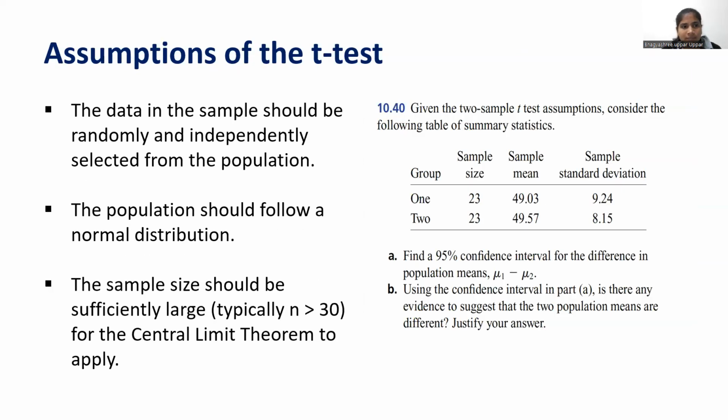Assumptions of the t-test. The data in the sample should be randomly and independently selected from the population. The population should follow a normal distribution. The sample size should be sufficiently large, typically n is greater than 30, for the central limit theorem to apply.